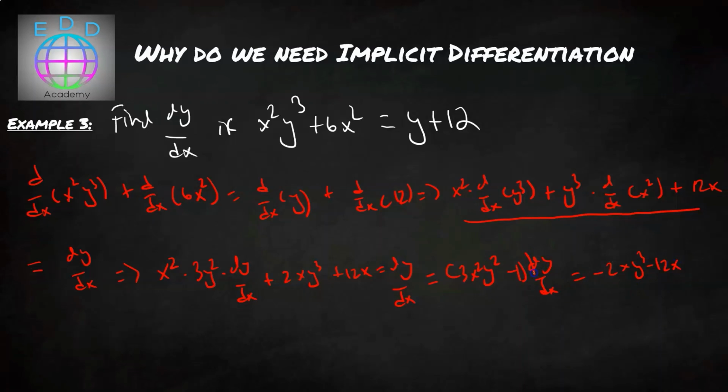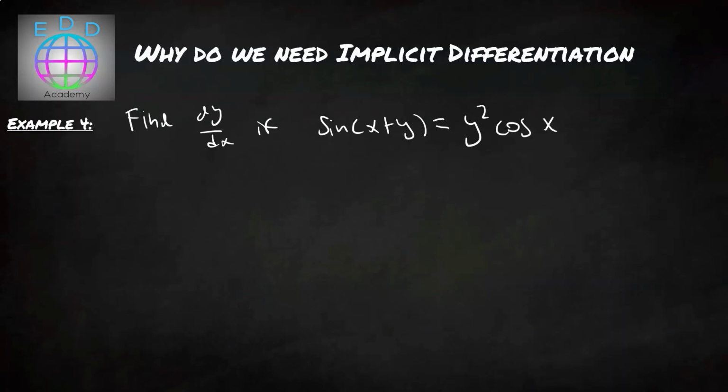And because we want to isolate this dy dx term, we can divide both sides by this factor term right here, and we get that our derivative, dy dx, equals 2x y cubed plus 12x over 1 minus 3x squared y squared. Note we got rid of this negative here by canceling it with this negative here, and this is our derivative. This is our final example in the implicit differentiation video.